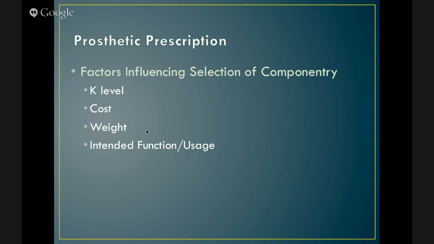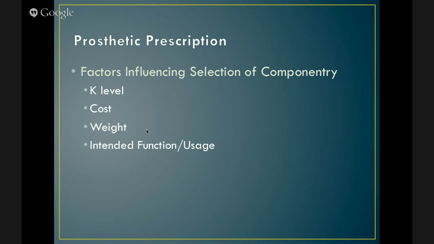So, factors influencing a selection of componentry. This is for a lower limb amputee. Their K level, we'll see what that is in the next slide, but it's basically what you predict that patient's mobility to be, and it goes from K0 to K4. Cost, unfortunately, has a lot to do with it. These components could be wildly expensive. The most expensive prosthetic knee out there is probably around $80,000 out of pocket. And insurance companies are not necessarily willing to pay for those things unless it's really well justified.